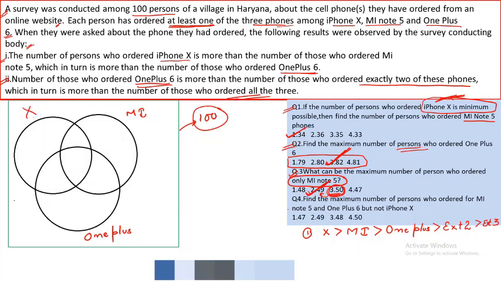Now let's look into the fourth question. The fourth question says find the maximum number of persons who ordered Mi Note 5 and OnePlus 6 but not iPhone X. So we are talking about this region and we'll have to maximize it. Now if you look into the options given, we cannot take 50 over here, because this is a part of the exactly two region. If I take 50, I'll have to make OnePlus as 51 and something greater to Mi and iPhone X, which is again not possible. So 50 cannot be taken, so it can easily be removed.